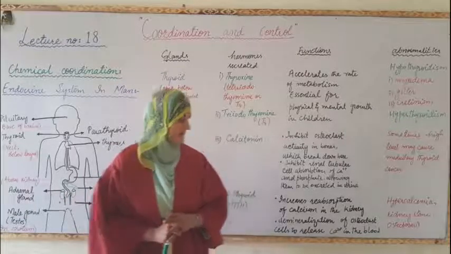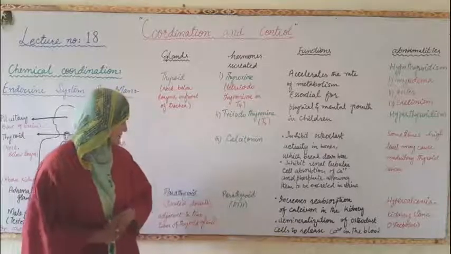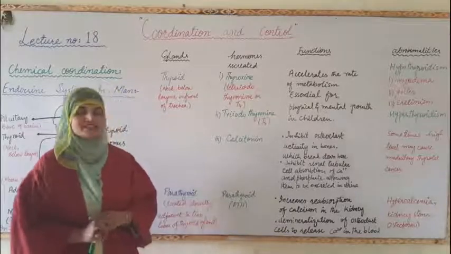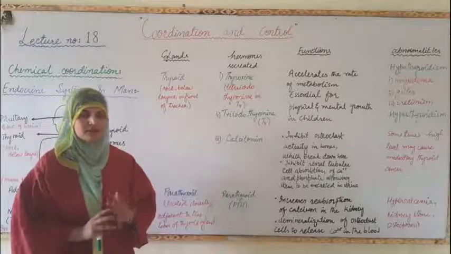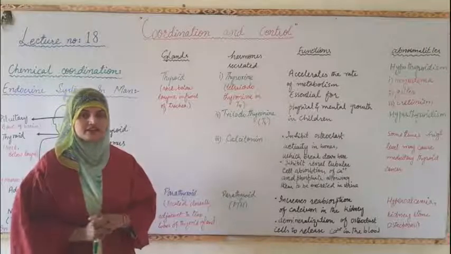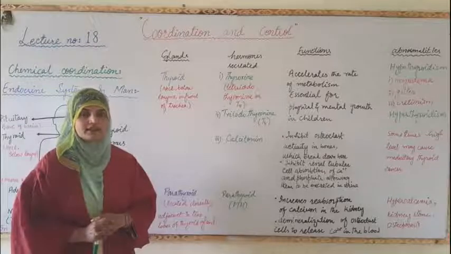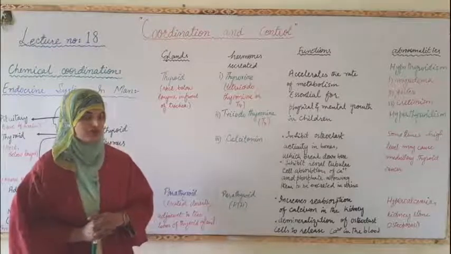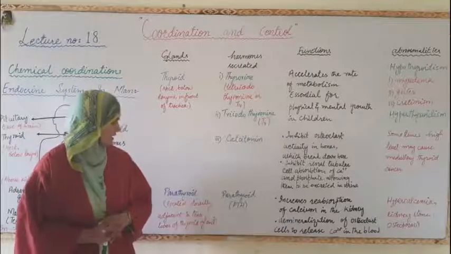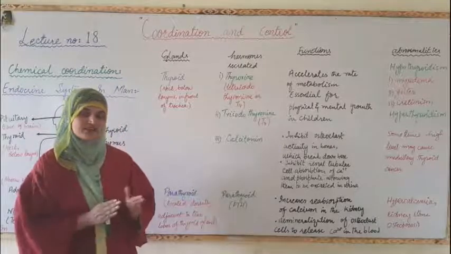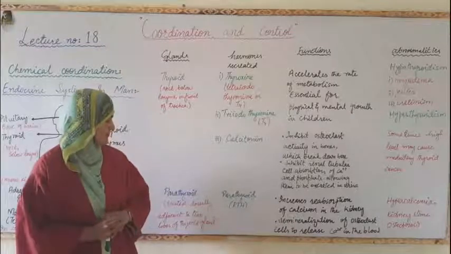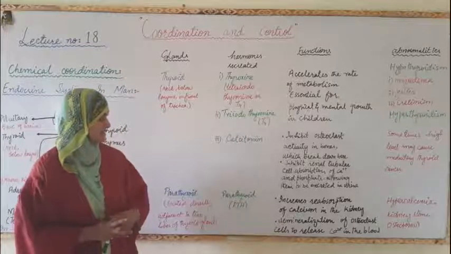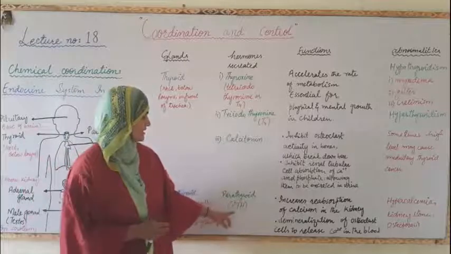The other gland is the parathyroid gland, which is present dorsally in the larynx region, below the larynx region, in the neck portion of the individual. It is present just adjacent to the thyroid gland, and the hormone that is released by the parathyroid gland is termed parathyroid hormone, PTH.